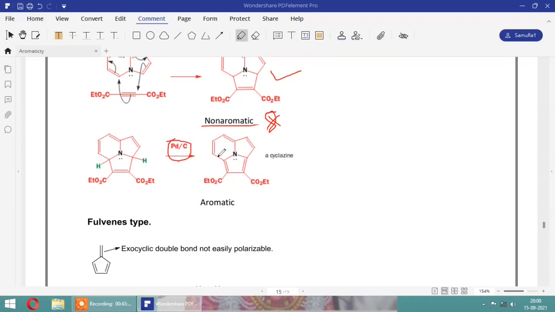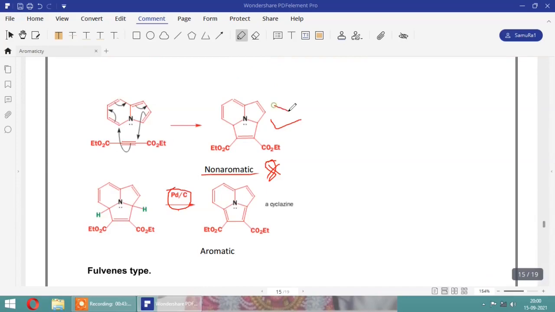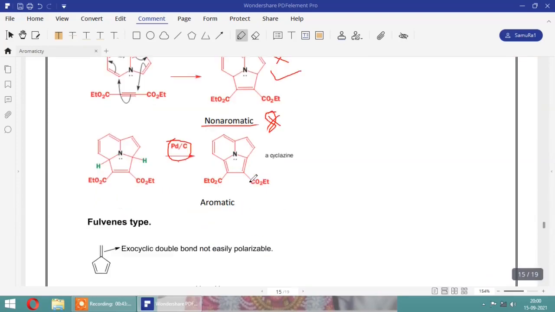Here there is no delocalization, so it is non-aromatic. Here the delocalization of double bonds occurs. Now the compound becomes aromatic. You just remember this one. Next, fulvene type.